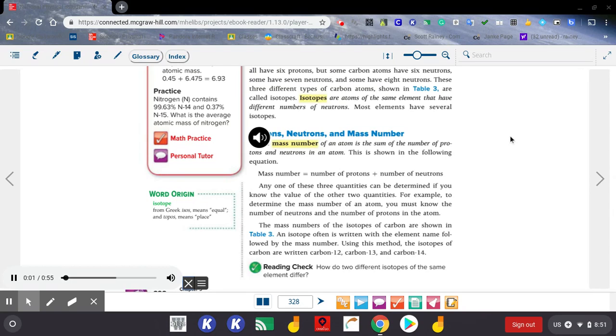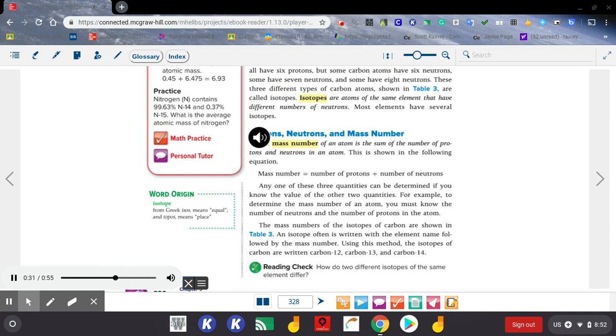Protons, neutrons, and mass number. The mass number of an atom is the sum of the number of protons and neutrons in an atom. This is shown in the following equation. Mass number equals number of protons plus number of neutrons. Any one of these 3 quantities can be determined if you know the value of the other two quantities. For example, to determine the mass number of an atom, you must know the number of neutrons and the number of protons in the atom.